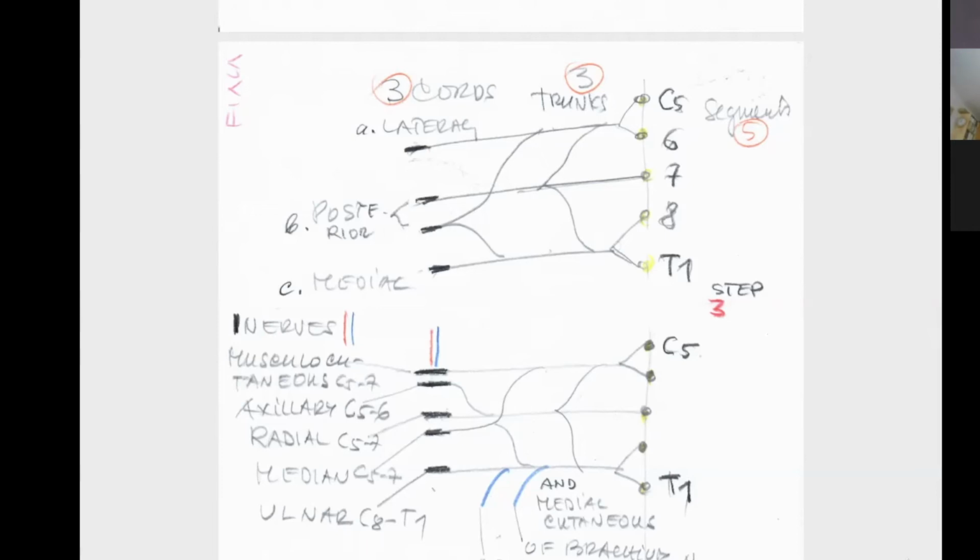Then finally, we also have two medial cutaneous nerves, only medial, which run from the medial cord, and we call them the medial cutaneous nerves of the brachium and antebrachium, so innervating the arm and forearm. And then we can go to the next page.